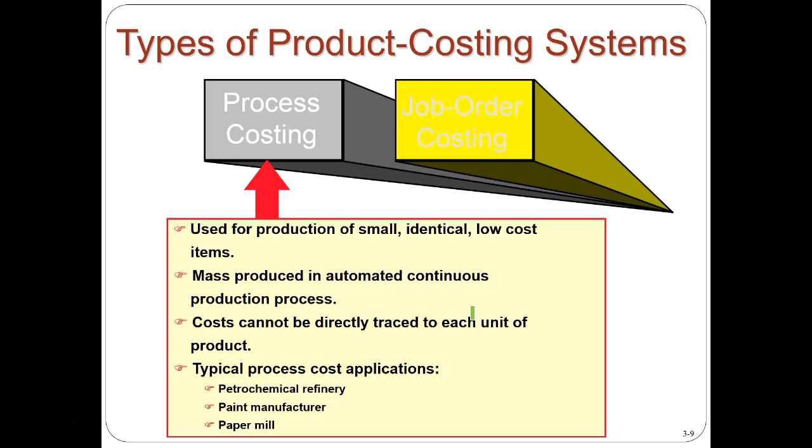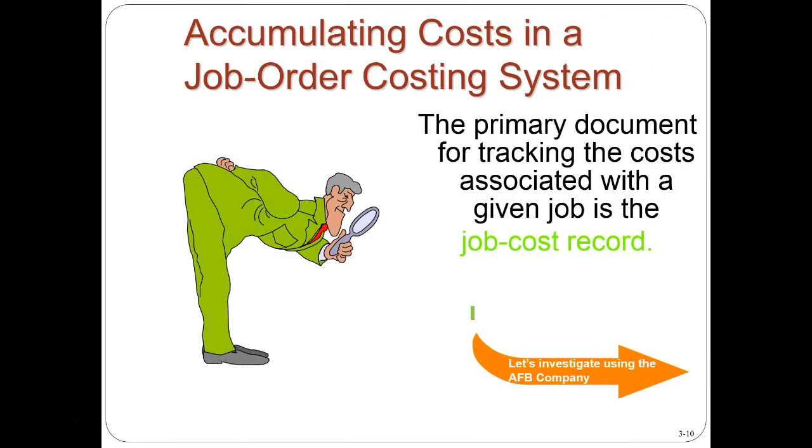Costs cannot be directly traced to each unit of production. Types of process cost applications are petroleum, paint, paper mill. So if we're producing something like petroleum, we're talking about something that's going to be very similar. The process is the same, and therefore we're going to have to allocate the costs in something. We're going to use a process in order to allocate those costs, and that's what we'll talk about in a later chapter.